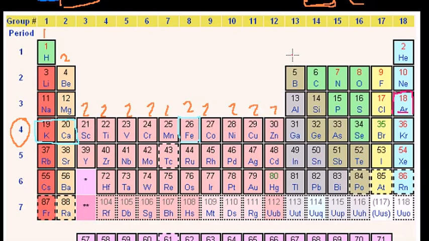So this one's going to have 3 electrons in its outside orbital, or you could say 3 valence electrons. This is 4, 5, 6, 7, and 8.